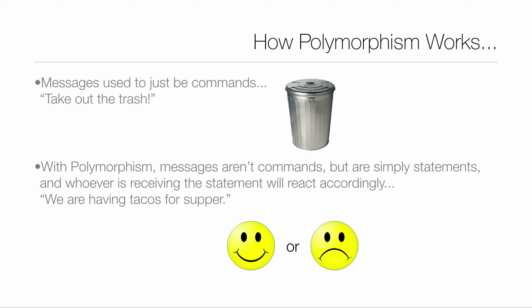So with polymorphism, before we started using it, messages used to be just like commands, like take out the trash, and you just told the object to do it and it just did it. But now with polymorphism, messages aren't just commands, they're more like statements, and whoever's receiving the statement will react accordingly. So we're having tacos for supper, you either smile or you frown. You're either happy or disappointed.